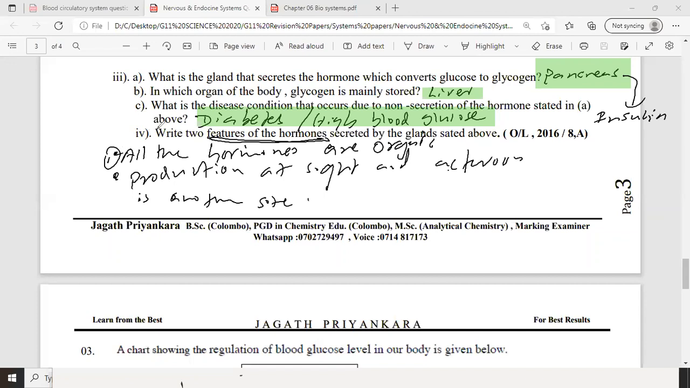Anyway, they are asking for only two features of hormones. They travel in the blood. They are produced at one site and act at another site. They are effective at low concentration. I am not writing everything here. You can write any two. Right. Then question number 3, next page.